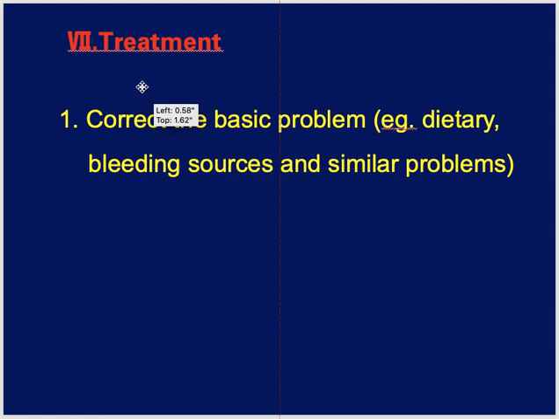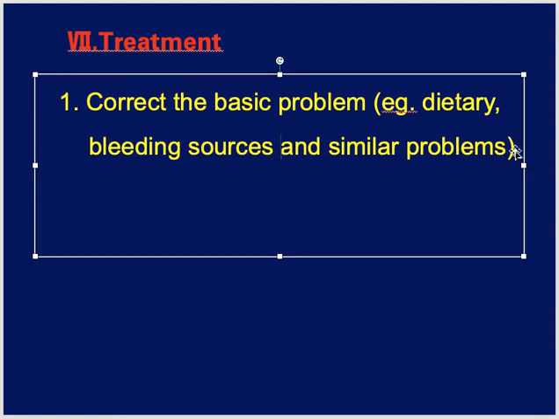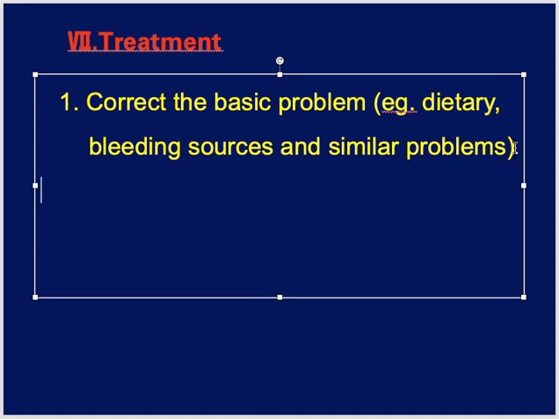Okay, wait. So if you found any underlying problem, like a problem with the diet, treat that. If you found a bleeding source, treat that. If you found any other problem, like the patient has celiac disease, treat that. Okay. Second step is, of course, supplementation.